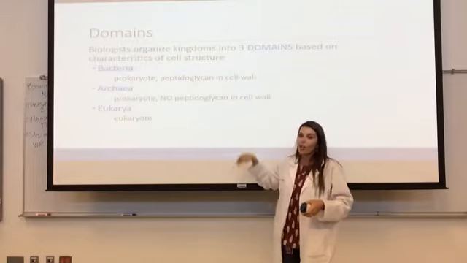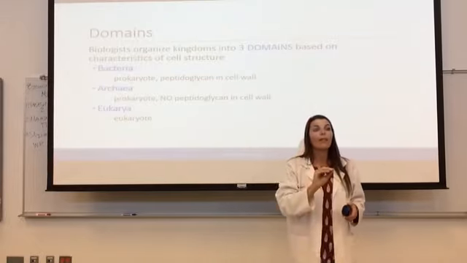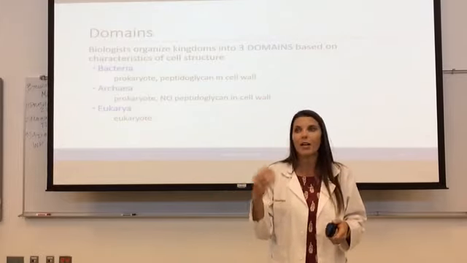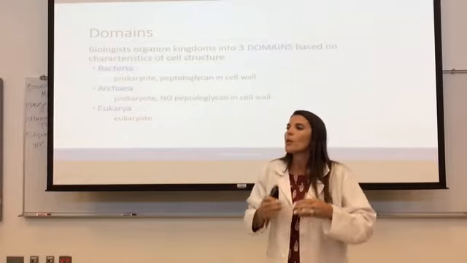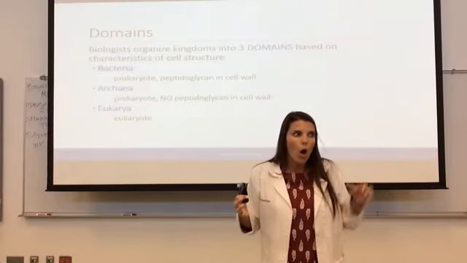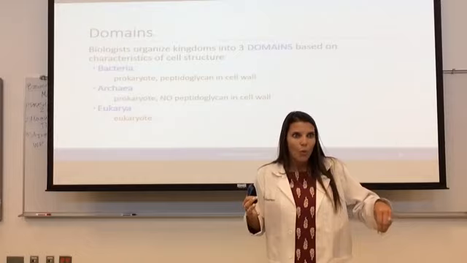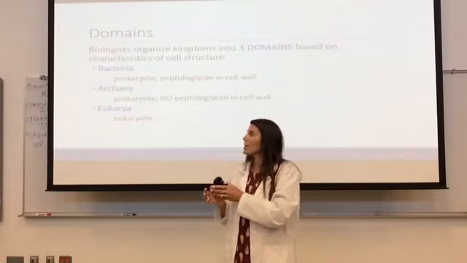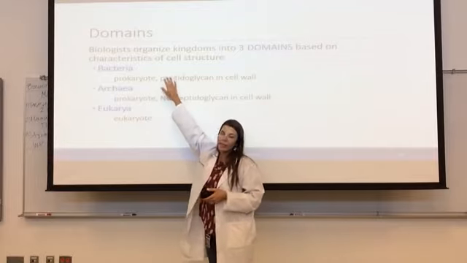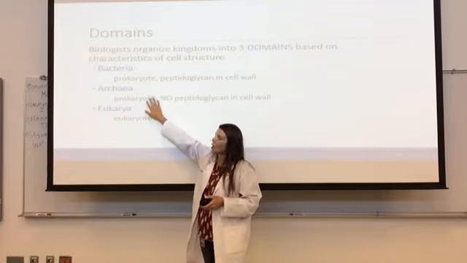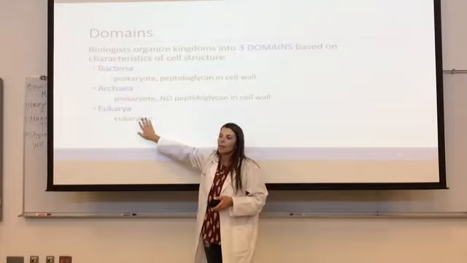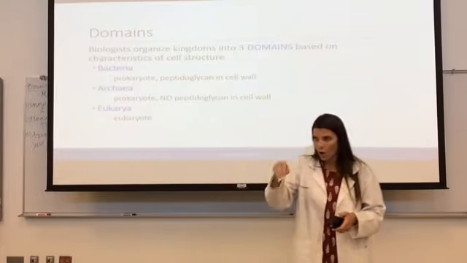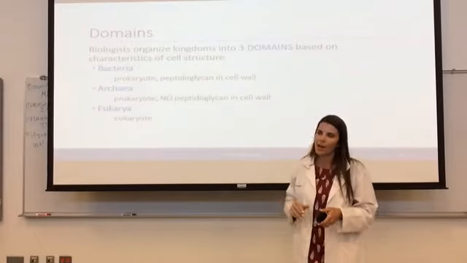Now, we're continuing with taxonomy, but I wanted to be specific in how many domains we have and how many kingdoms we have, because you'll be asked those questions. So of all the living organisms on Earth, we can break them up into 3 domains. The domain bacteria, the domain archaea, and the domain eukarya. Anything that's alive on Earth is in one of these 3 domains.